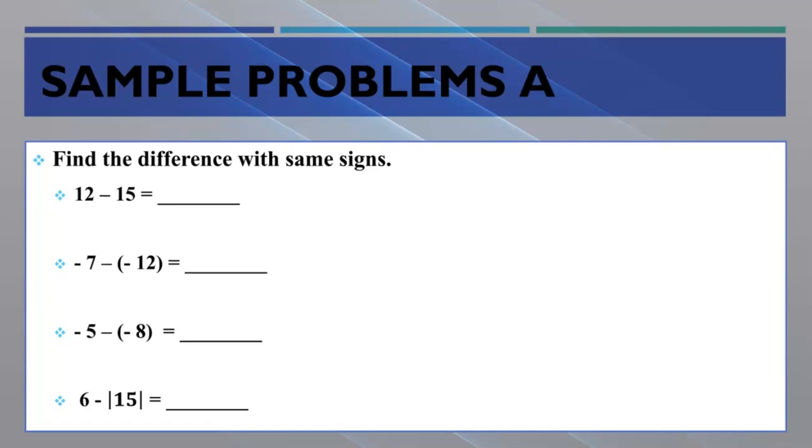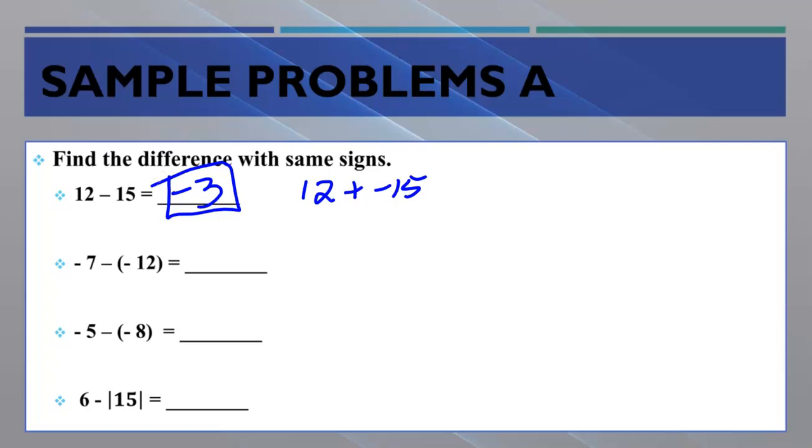Simple problems A. We're going to find the difference with the same sign. So I have 12 minus 15. Now think of this as 12 plus -15, because I'm just adding the opposite. The opposite of 15 is -15. Since the signs are different, I subtract them. 15 minus 12 is 3. And since 15 is bigger than 12, I take the sign on 15, which is negative. So the answer would be -3.